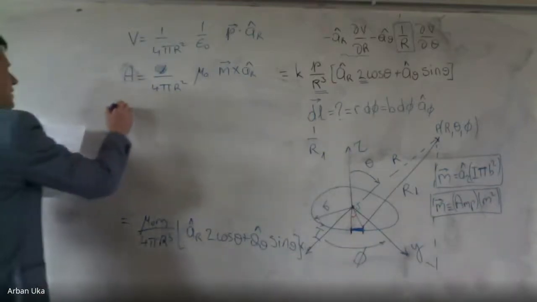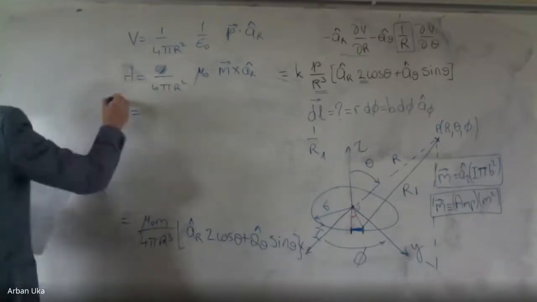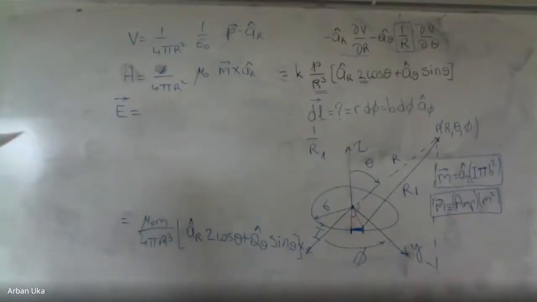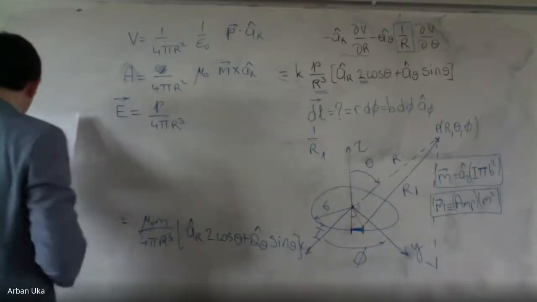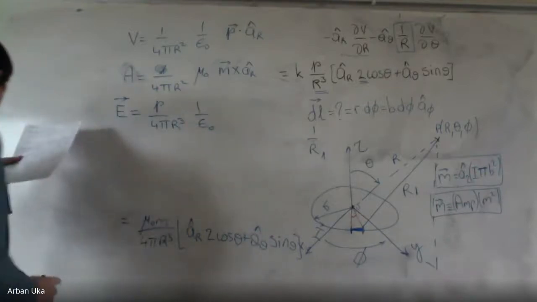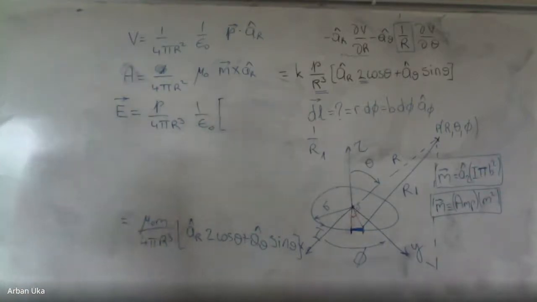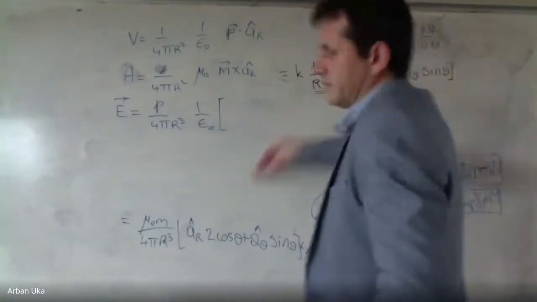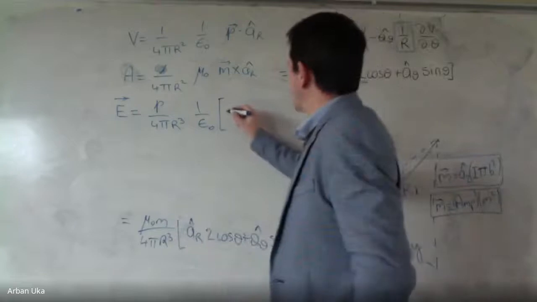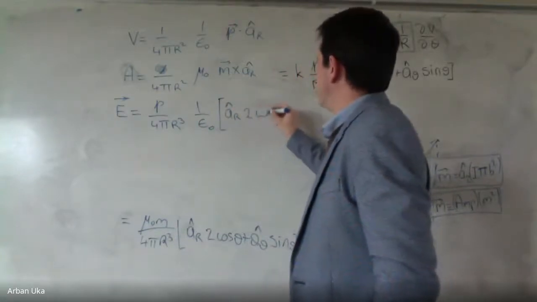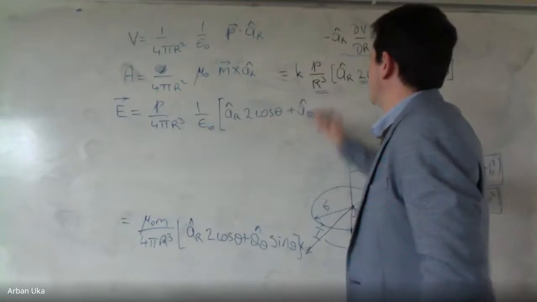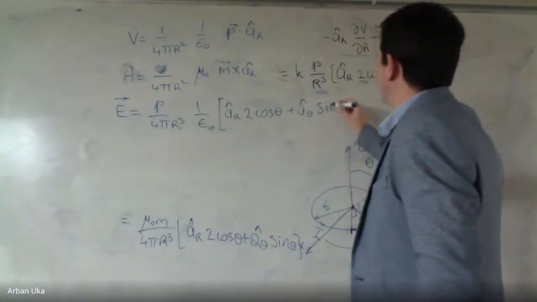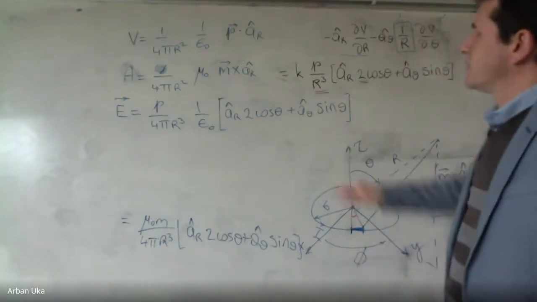And now the electric field, which is found from the potential, is equal to p over 4 pi r cubed times 1 over epsilon 0 times, here we have a_r 2 cosine theta plus a_theta sine theta. So this is the expression for the electric field.